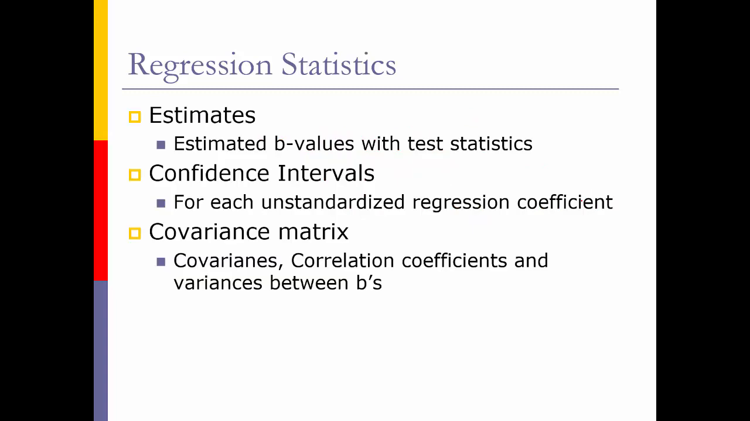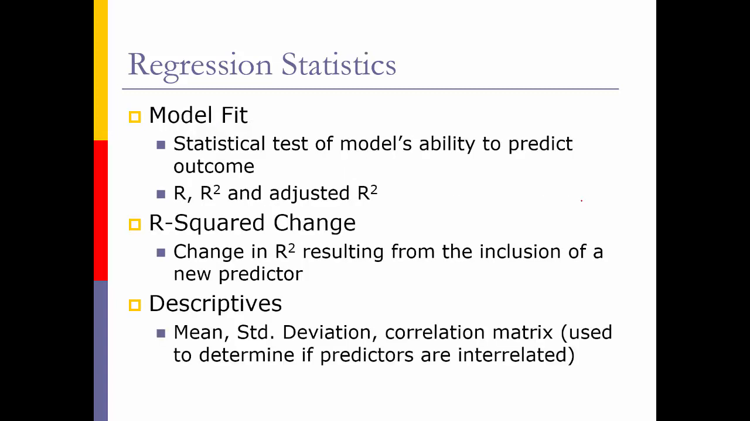Now, in terms of regression statistics, the estimates, those are the estimate b-values with your test statistics. Your confidence intervals will be based upon the unstandardized regression coefficient, and your covariance matrix is going to give you your covariance, correlation coefficients, and the variances. The model fit will give you your R-squared and adjusted R-squared, so you don't have to calculate the adjusted R-squared. It will give you the R-squared change, and that R-squared change is the change in the R-squared resulting from the inclusion of a new predictor.